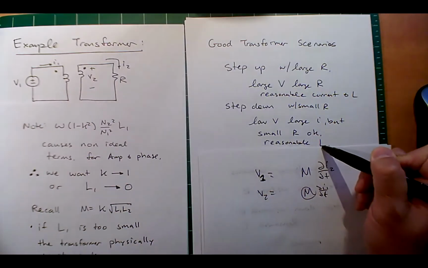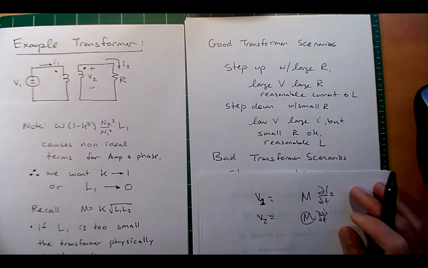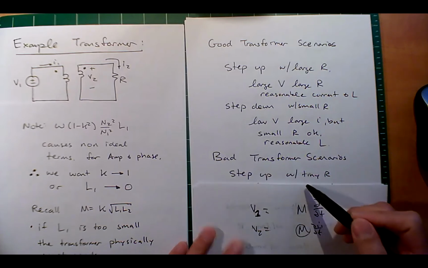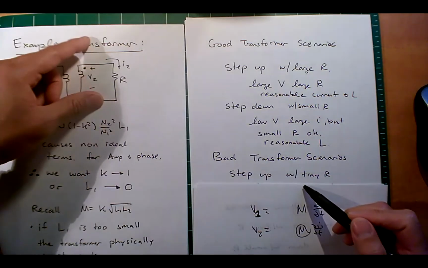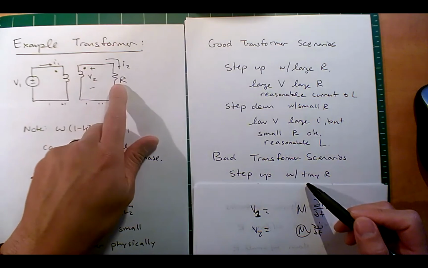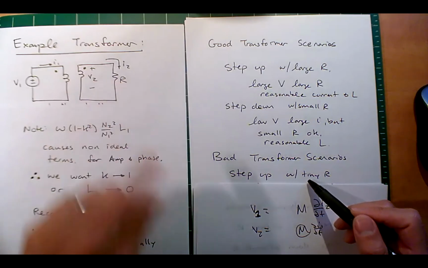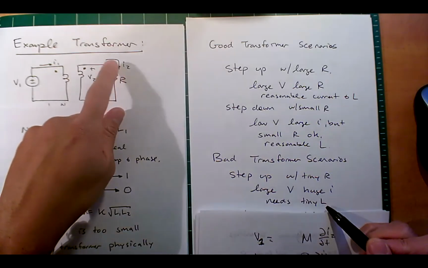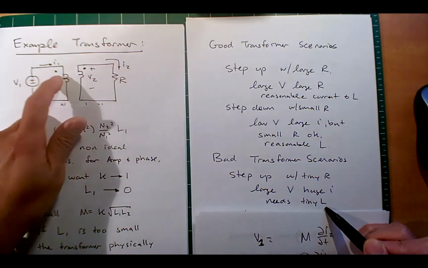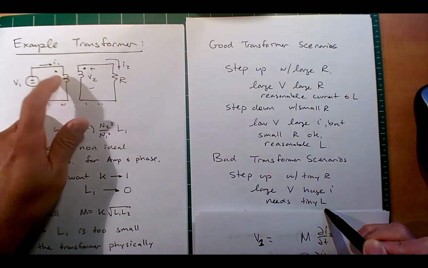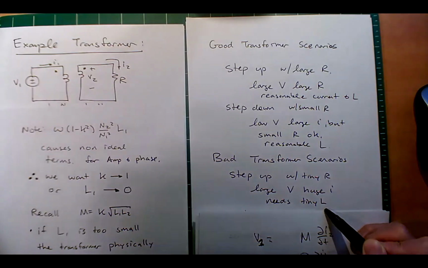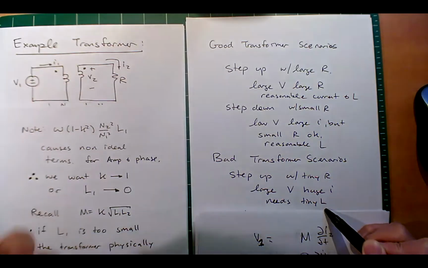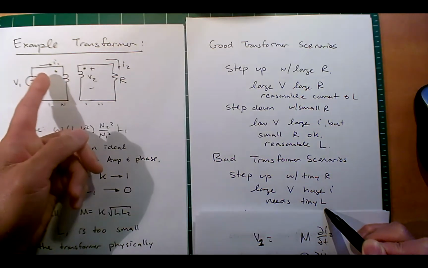Okay, what's a bad scenario then? A bad scenario would be, let's say you have a step-up transformer, so you make V large, but then you also have a tiny R. That's not good because you're going to have a large voltage and you're going to get a huge current in here. And that means you're going to need a tiny inductance on this side, which might be impractical. And you're going to get huge currents on I1. That's also not so great, right?